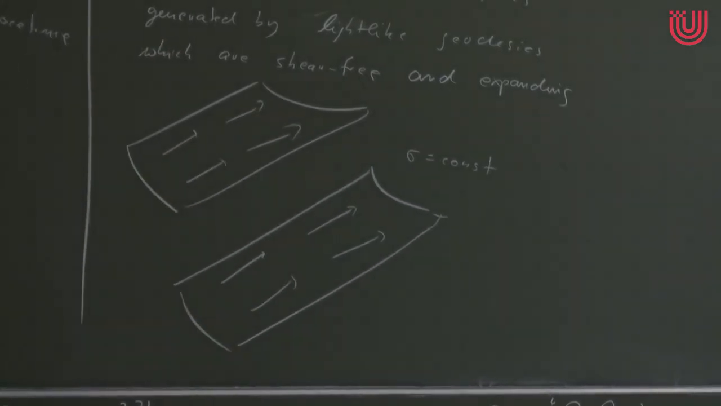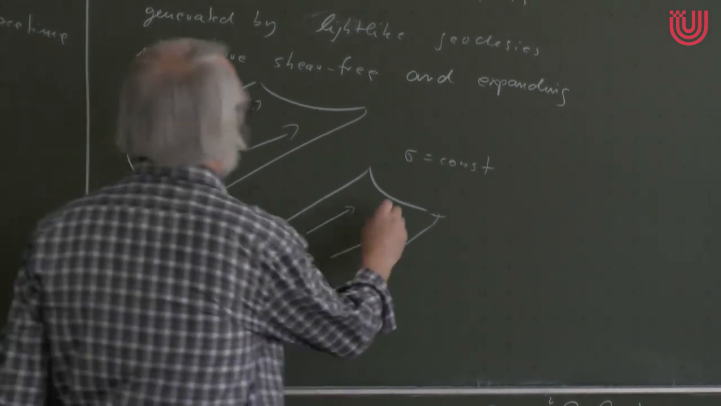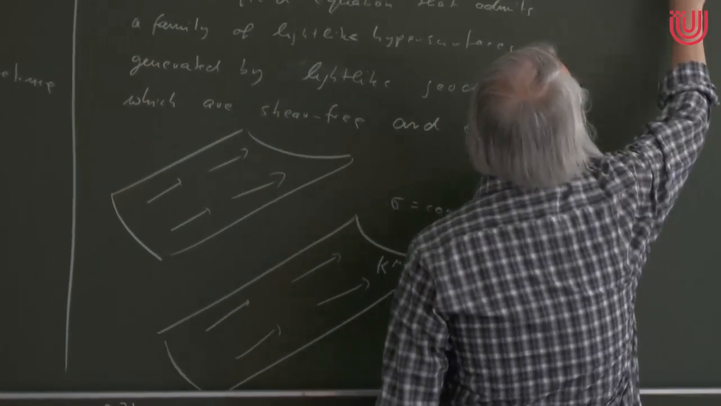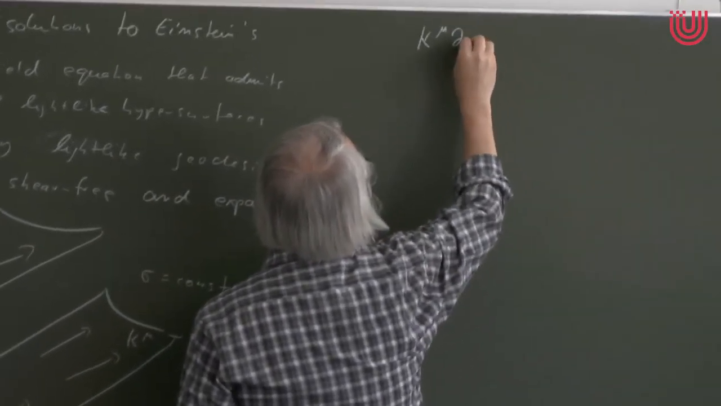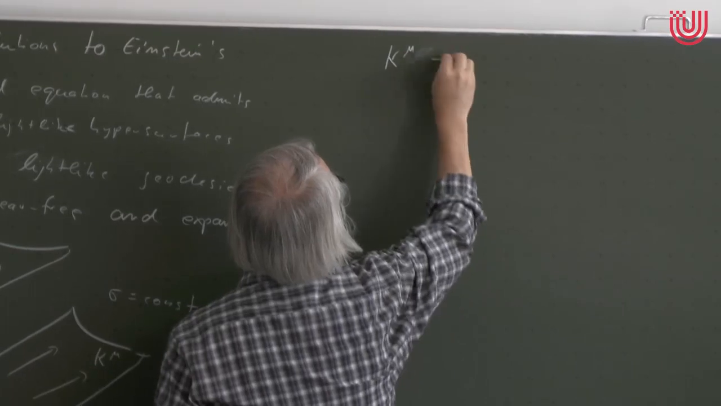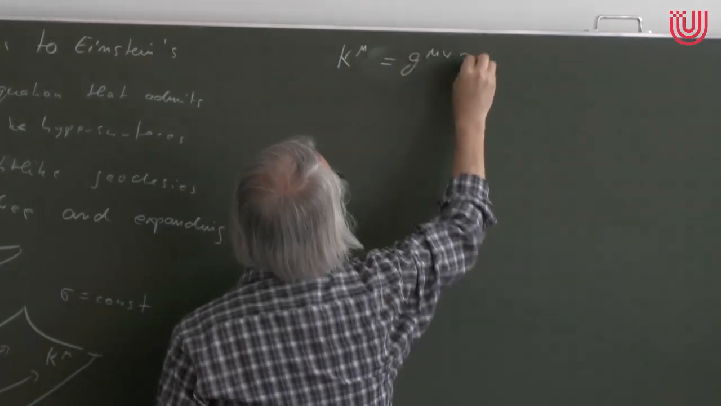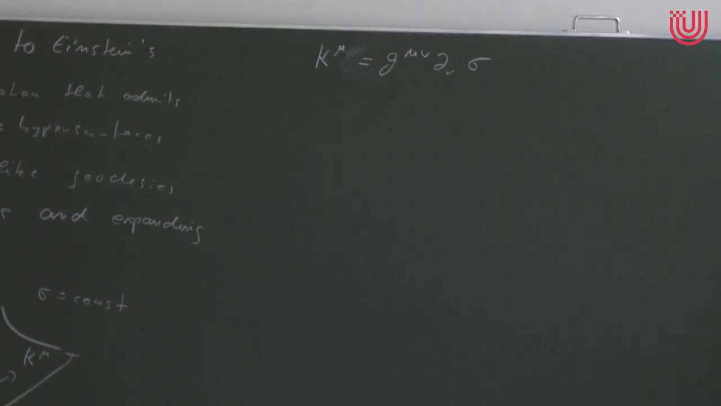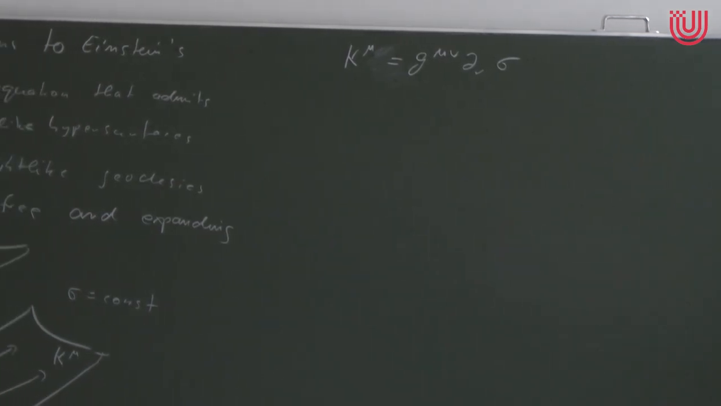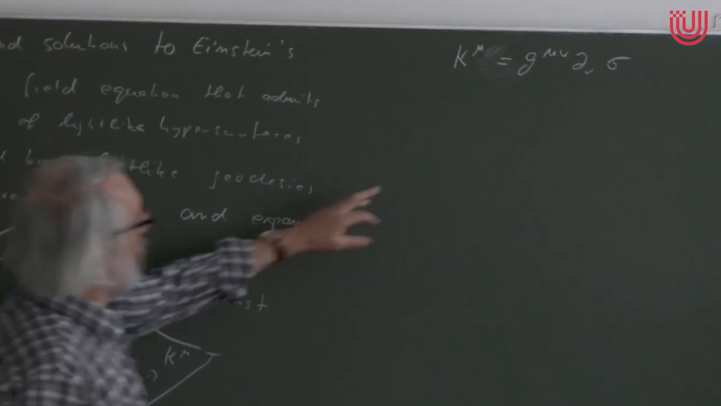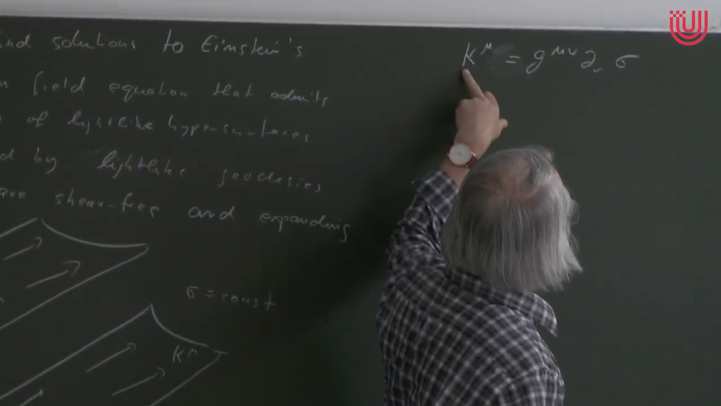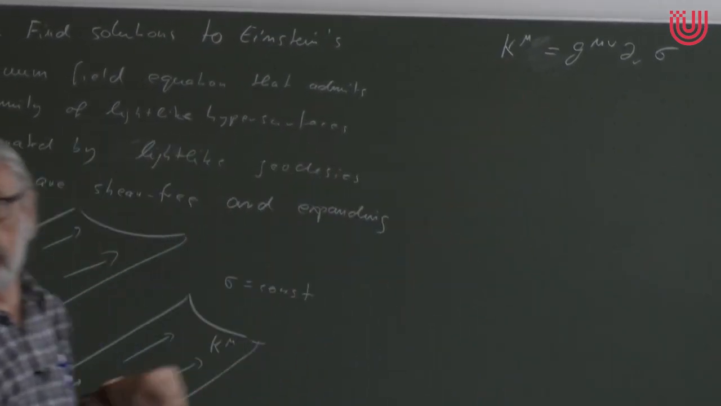Yeah, these geodesics, this is the gradient of, so let's call it K mu. So K mu is just z mu nu d nu sigma. Yeah, it's a gradient of this function sigma. This vector field, because the hypersurfaces sigma equal constants are light-like, is a light-like vector field, and a light-like vector field is perpendicular to itself.